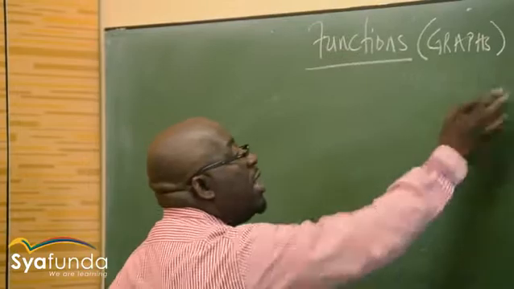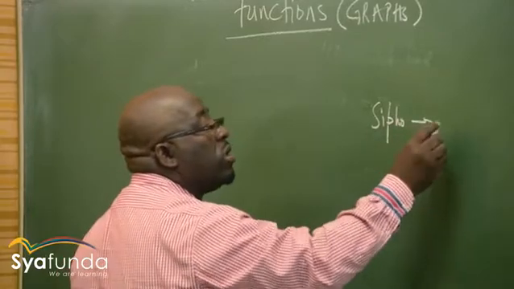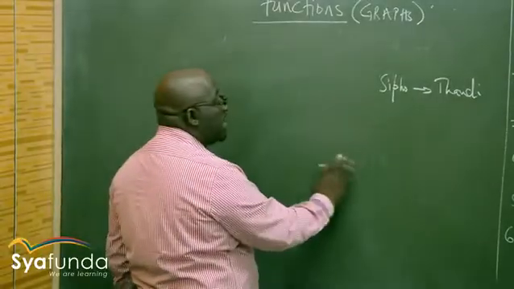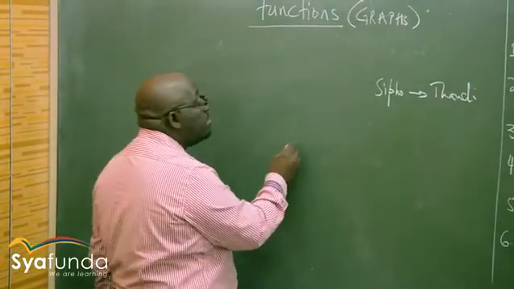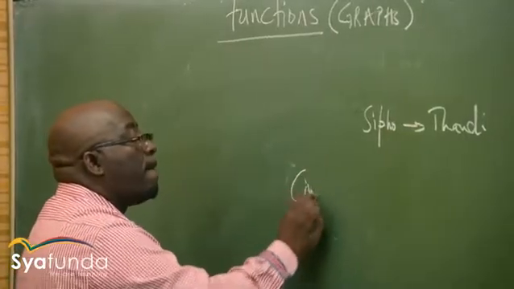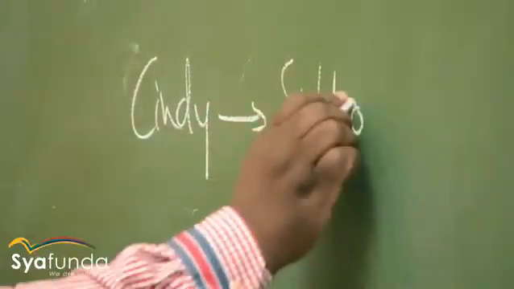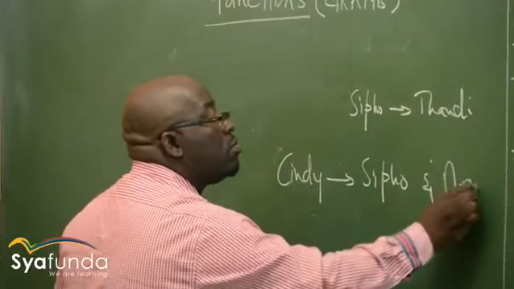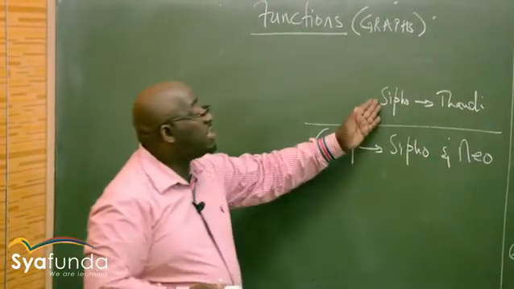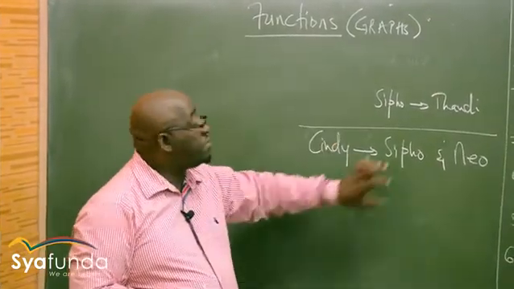For example, if Sipho has a relationship with Thandi and another girl, let's call her Cindy, has a relationship with Sipho and Newo. Let's look at these two types of relationships. Look at the first one. This is a relationship between Sipho and Thandi. However, in the second part of relationship, Cindy is involved with both Sipho and Newo.